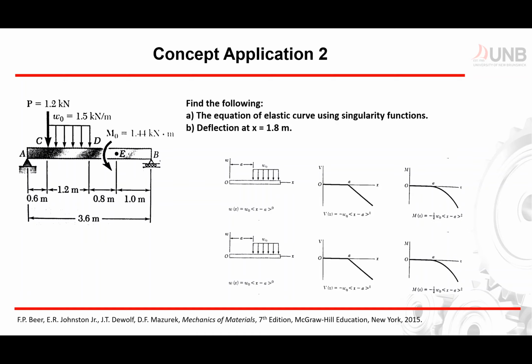So for concept application number 2, find the following. First, the equation of the elastic curve using singularity functions. Letter B, its deflection at x is equal to 1.8 meters. So we have all the values here. We have P, which is 1.2 kilonewtons. We have W naught, which is 1.5 kilonewtons per meter. We have a value for the moment. We have all the dimensions. Just going to drag my board here.